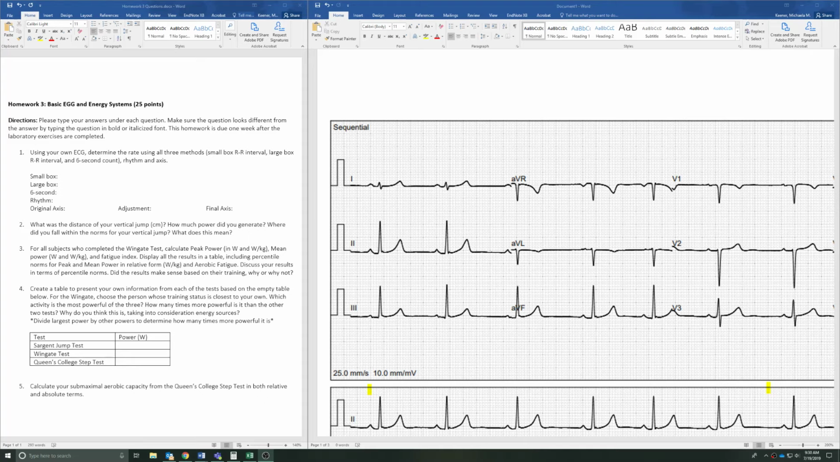For this tutorial, we will be covering what you need to do to complete Lab 4 homework, aka homework 3. Now we're getting a little off with our numbering, but we're looking at basic ECG reading and energy systems. So to begin, I added all of this: small box, large box, 6-second, rhythm, original axis, adjustment, and final axis.